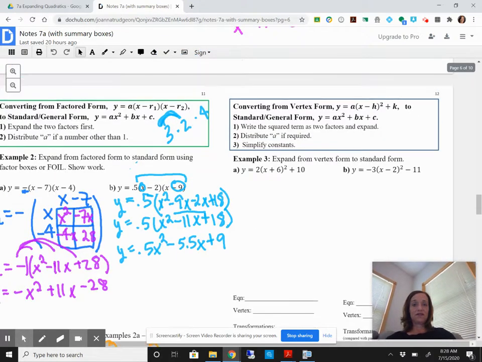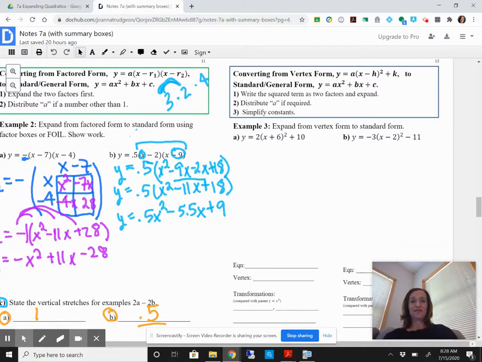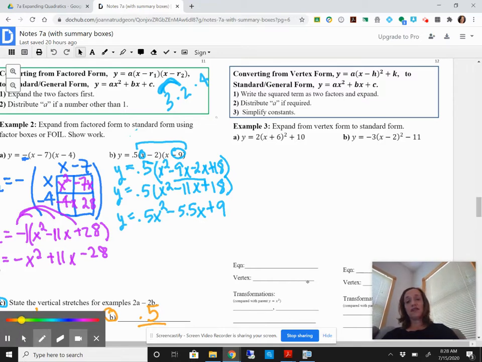Now, the other thing we're going to learn today is converting from vertex form to standard form. So this is almost like going from factor form to standard form. We're going to be expanding just like we were doing before, okay? But now there's one extra step with these guys. So it says basically write the squared term as two factors and expand it, then distribute the a, and then simplify the constants. The difference really with these that adds the step is that you have to do that plus 10 thing. You do that at the very end.